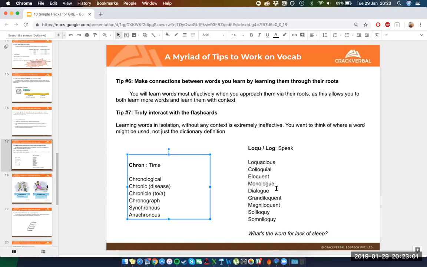And it is for this reason that learning words through their roots is the most effective way to learn new words, hands down, right? So chronograph measures time, a watch. Synchronous, right? Now synchronous, so time, things that are synchronized. Synchronized swimmers do their swimming actions at the same time, right? Synonyms are words that have the same meaning. So syn is something that we can see as something to do with same, right? So synonym, synchronous, same time.